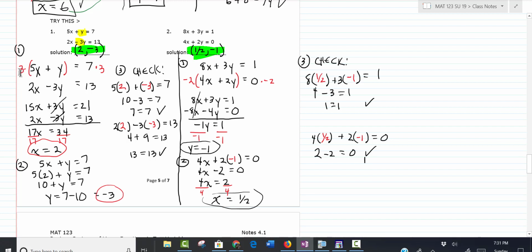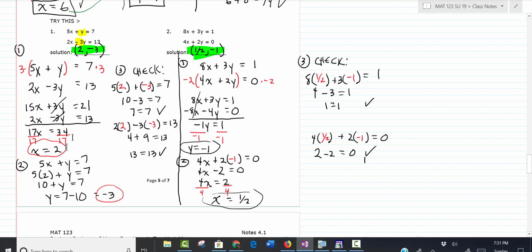Okay, you see when I did that, I got 15x plus 3y equals 21. Okay, so that's what I'm getting there. Then I just write the second equation underneath that. Try to keep your system together as you're doing that. That would be 17x, the y's cancel, that's equal to 34. Divide both sides by 17, you get x equals 2.